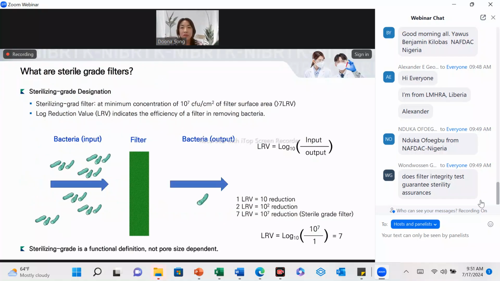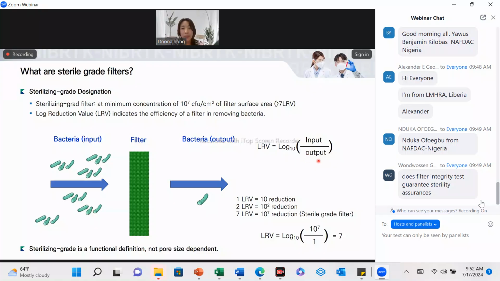Next, talk about the sterilizing grade filter. A sterilizing grade filter can remove at least 10 million colony forming units per square centimeter. This ability is measured using LRV, which stands for log reduction value. The LRV shows how well the filter can remove bacteria. The equation for LRV is the log of the ratio of bacteria input to output.